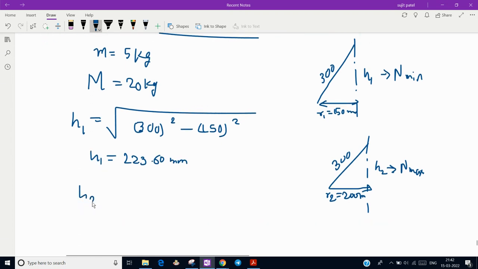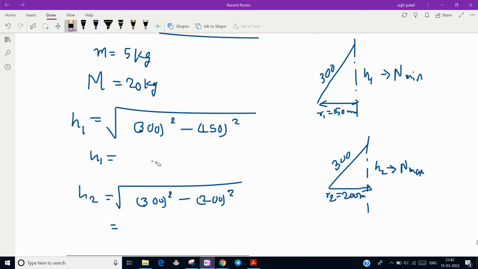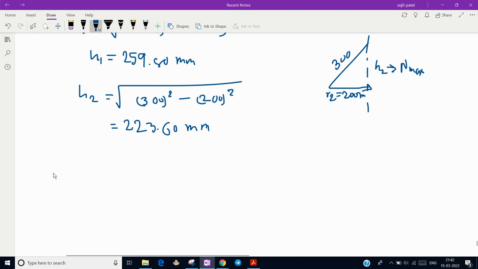Now h2 will be the square root of 300 squared minus 200 squared. When you solve this, h2 will come out to be 259.8 mm. Sorry for the mistake. So h2 is 259.80 mm, and h1 is 223.60 mm. Now we will find the corresponding maximum and minimum speeds.